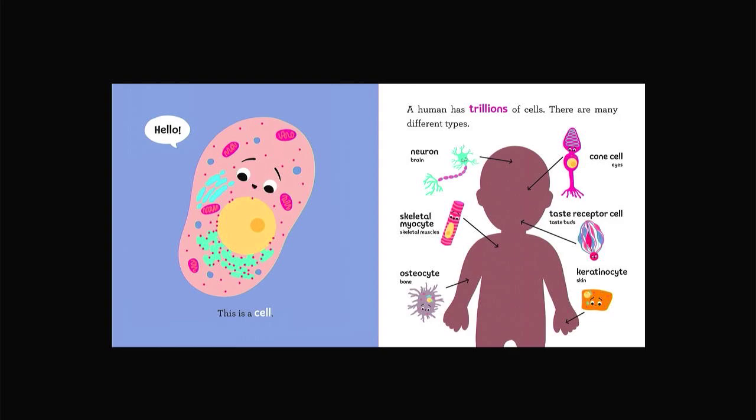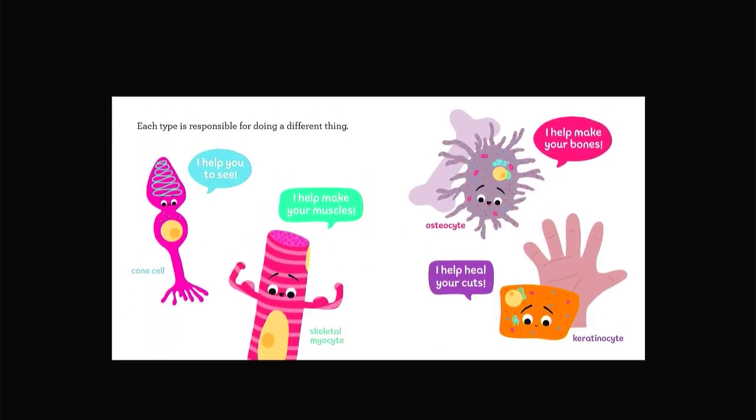A neuron is a brain cell. A skeletal myocyte is a skeletal muscle cell. Osteocyte is a bone cell. Cone cells are in your eyes. Taste receptor cells are your taste buds. A keratinocyte is a skin cell.